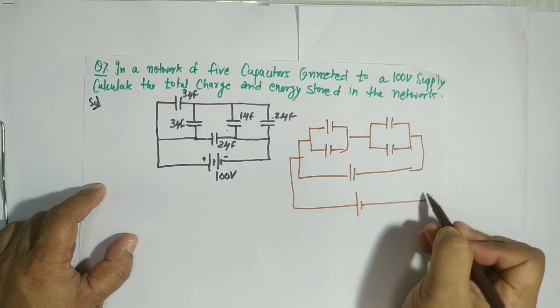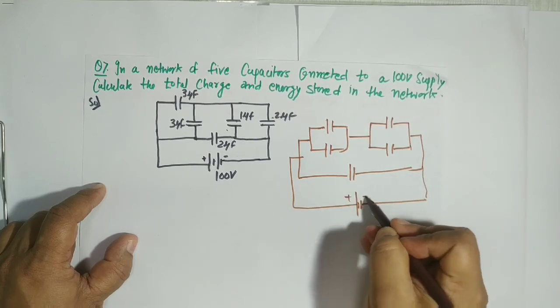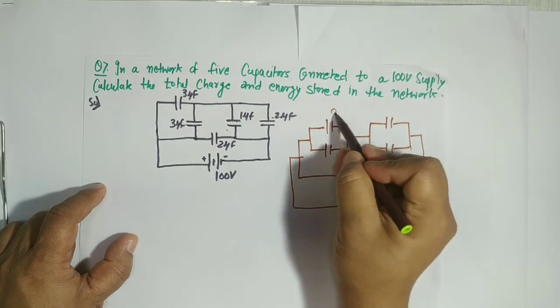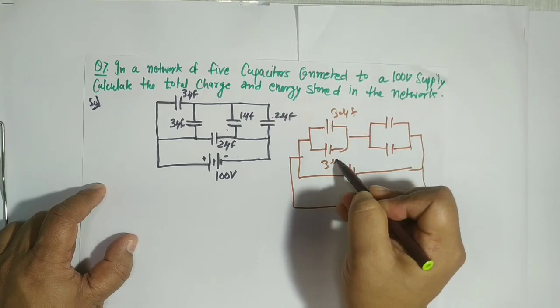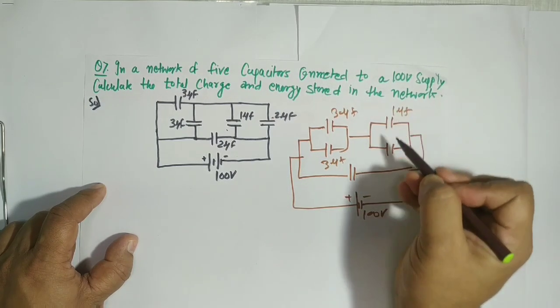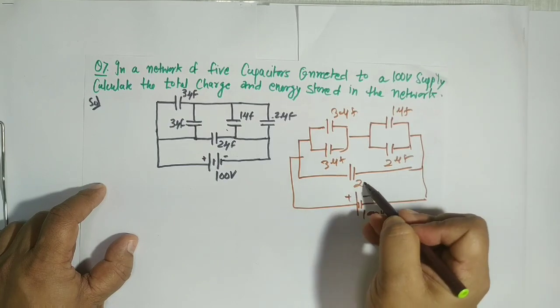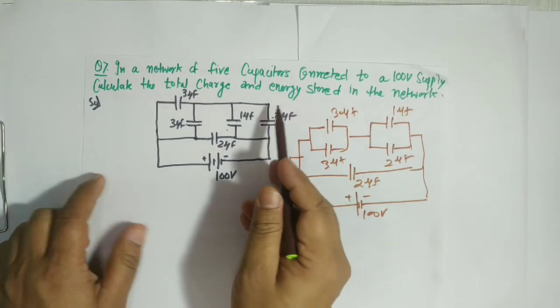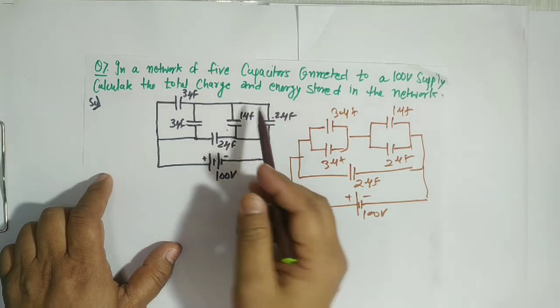And this is the 100 volt supply. The arrangement will be changed. This is 3 microfarad, 3 microfarad. This is 1 microfarad. This is 2 microfarad. And this is 2. So we have to find the total charge and energy stored.